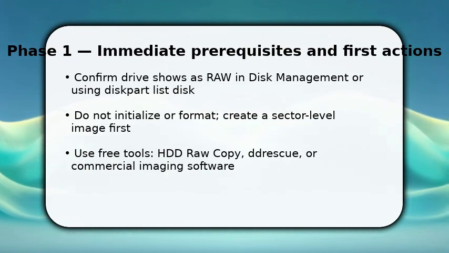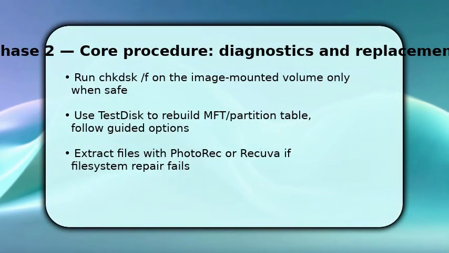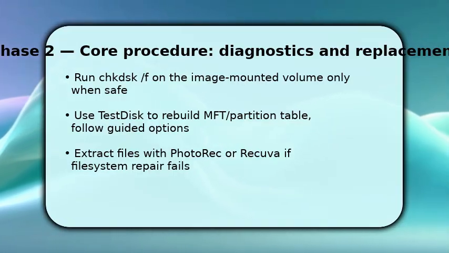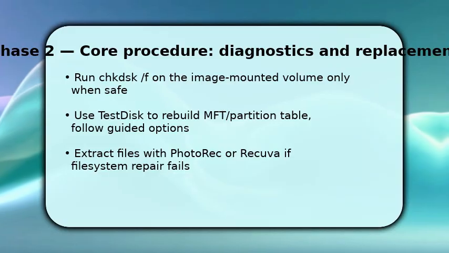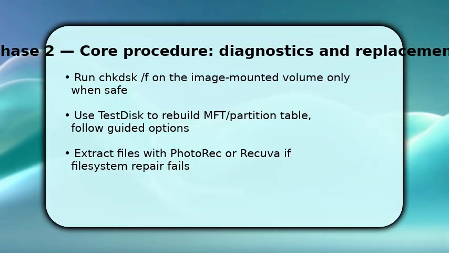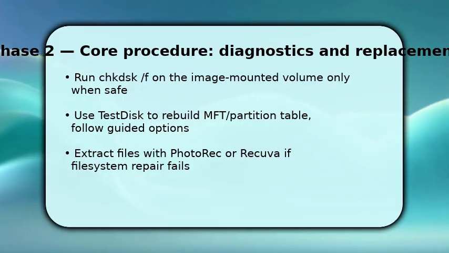With an image mounted as a virtual disk, you can attempt non-destructive fixes. First, use TestDisk to analyze and rebuild the partition table or NTFS boot sector. TestDisk guides you step by step, so read the prompts. If metadata is damaged, run chkdsk against the mounted image. Do this only after imaging because it writes changes.